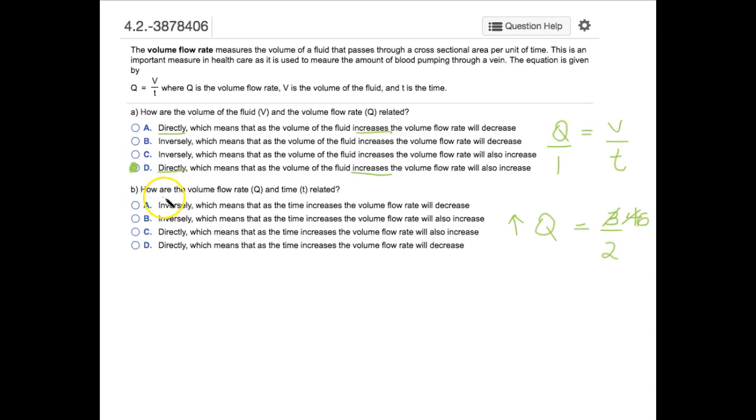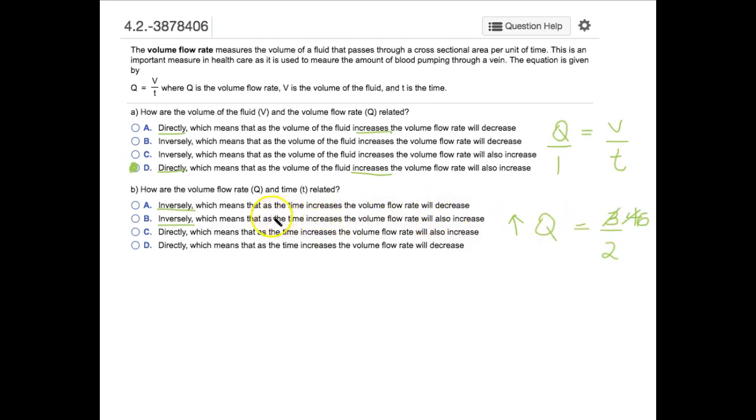Okay, part B, how are the volume flow rate Q and time T related? Well, you might guess Q is in the numerator, T is in the denominator. That's an inverse proportion. So it's either going to be A or B. And then kind of based off of our example here, that'll help you interpret this correctly.